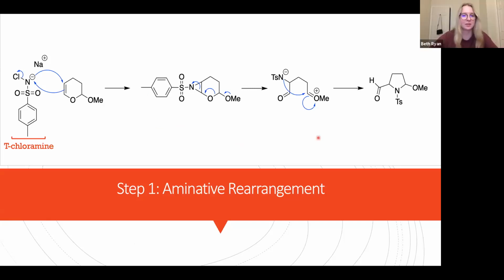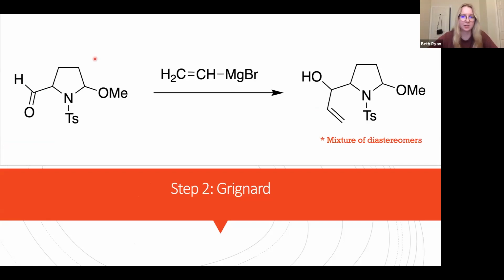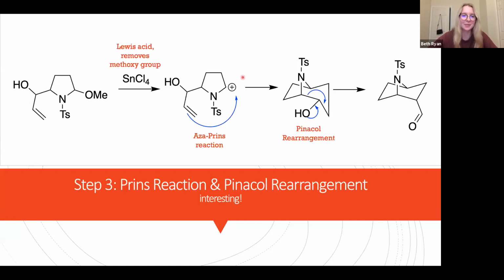Yeah, and then this next step is just a Grignard. So you're able to use this magnesium bromide group and turn the aldehyde into the alcohol that's left over. And this is actually a mixture of diastereomers, but it didn't say which one they wanted to proceed with. It just said this is a mixture. So that was interesting.